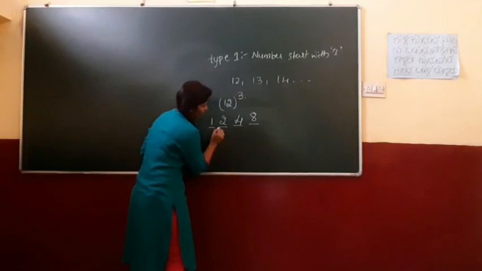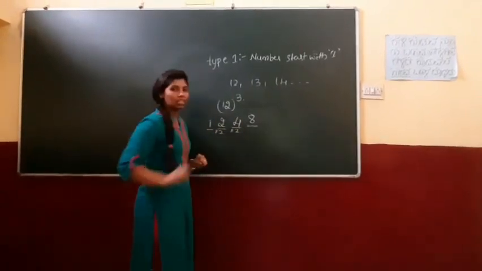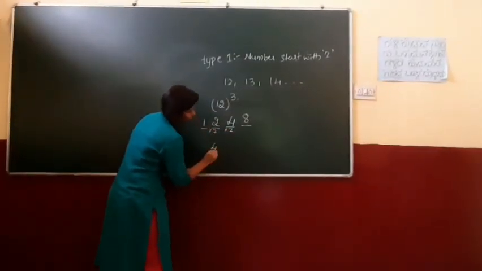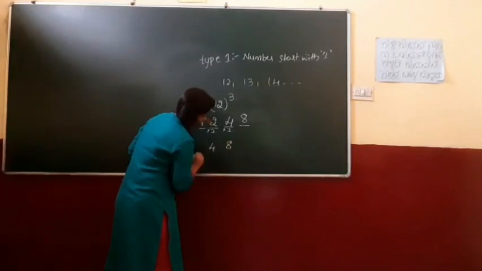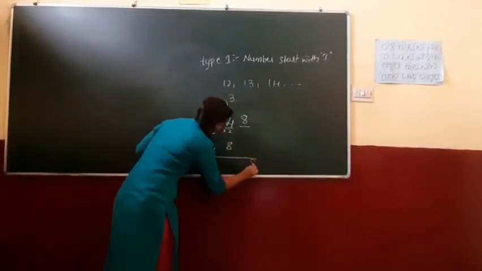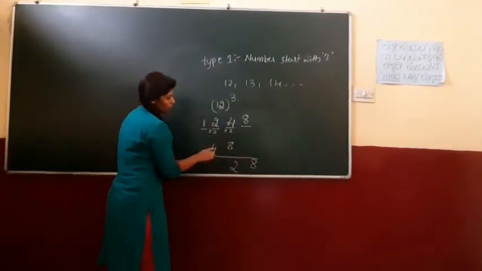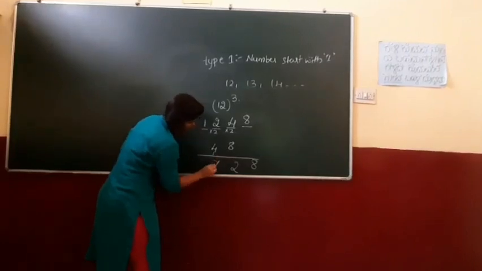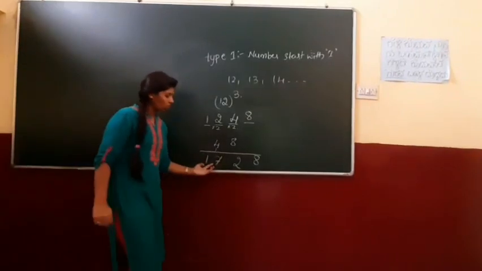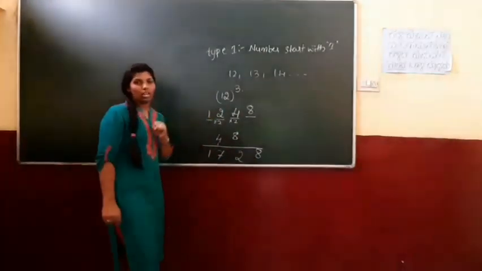Next step is we leave the first and last digit as it is. Then we multiply 2 and 4 with 2. 2 into 2 is 4, 4 twos are 8. Now we need to add these numbers. 4 plus 8 is 12, 2 plus 4 is 6, then 1, 7, 1. So what is the value of 12 cube? 1728 is the value of 12 cube.